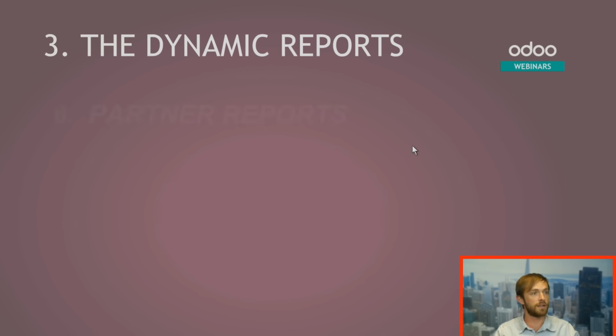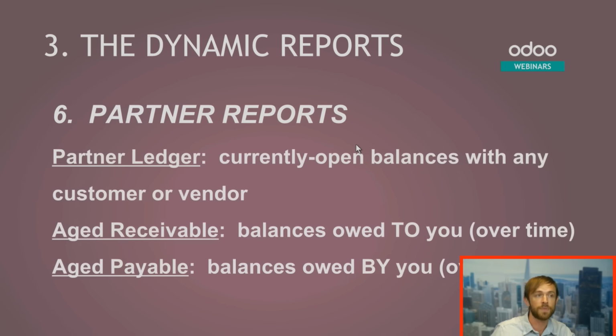Moving on, the partner reports is the next one. We have actually a couple specific reports under the category of partner reports. First off, the partner ledger. What that is, it's currently open balances with any customer or vendor. And sometimes the terminology throws people. Partner, we just mean that as contact. It can be a customer, it could be a vendor, it could be a company, it could be a customer and a vendor at the same time. It doesn't matter. We just use partner. That's sort of our terminology for it.